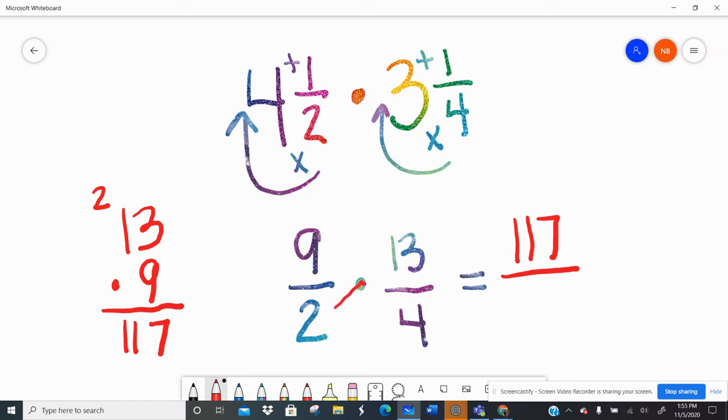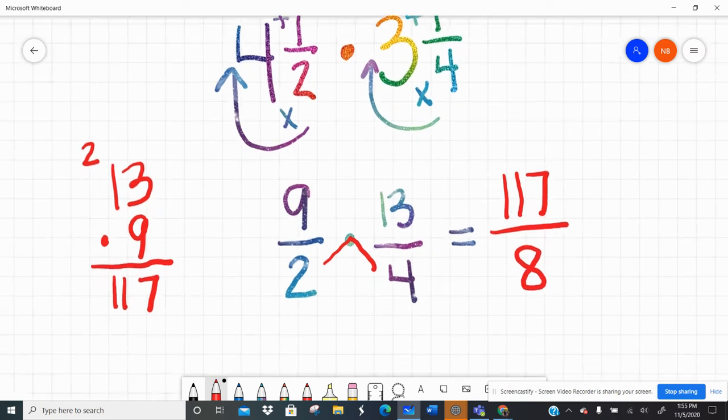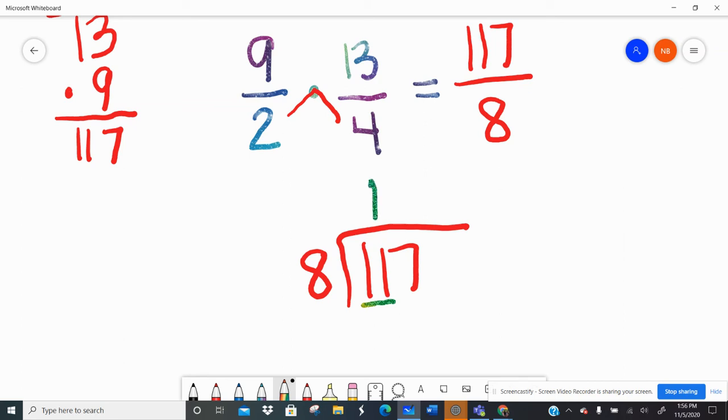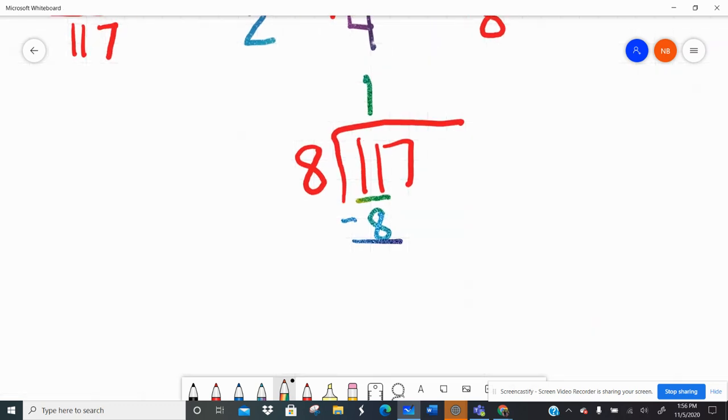And then 2 times 4 is 8. But now I have to divide 117 by 8, and that's okay. I'm practicing perseverance. I'm just going to do it one step at a time. So I look at that first number. And I think to myself, if I have 1, could I give you 8? Well, no. So now let's expand that. How many groups of 8 are in 11? Well, just one. 1 times 8 is 8. And 11 minus 8 is 3.